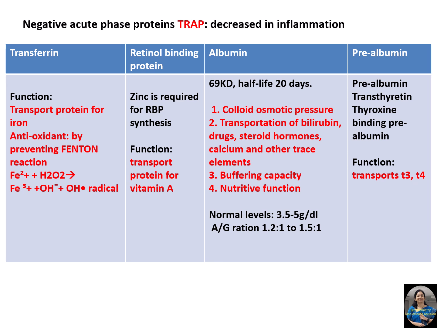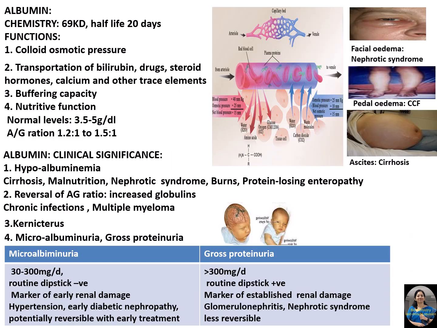Next is retinol binding protein, mainly involved in transportation of vitamin A to target tissues, and zinc is required for its synthesis. Next is albumin. It's mainly responsible for maintaining colloidal osmotic pressure. It's a transport protein. It contributes to buffering capacity of plasma and blood, and also has a nutritive role. The last one is prealbumin, also called transthyretin or thyroxine binding prealbumin. Its function is to transport thyroid hormones T3 and T4.